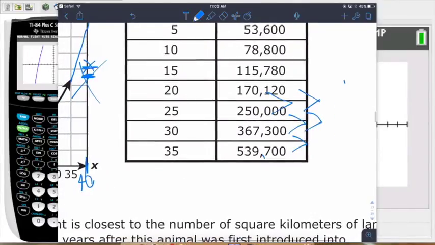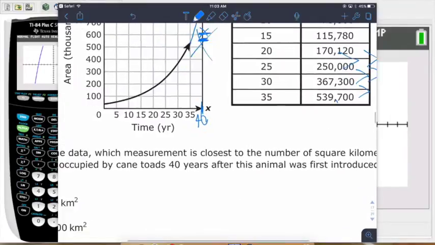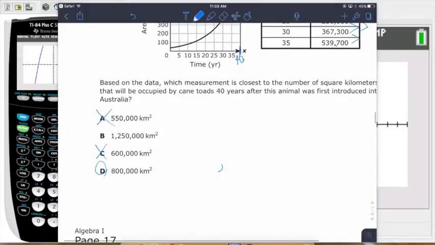So I don't think it's going to jump from 539,000 to 1.2 million. That's kind of a drastic jump right there. So I think D is going to be the best option.